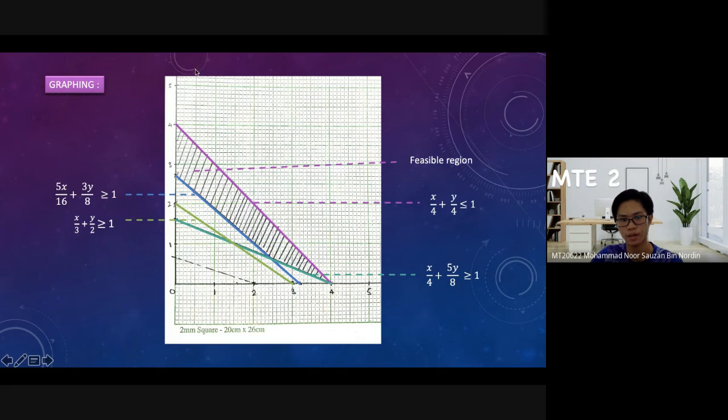If we look at all of the shaded regions from these 4 lines, we can detect a region where all of the shaded parts intersect with each other, where there will be all of the shaded regions on top of each other, and that is the feasible region right here. And I have already shaded it, so it looks like this.